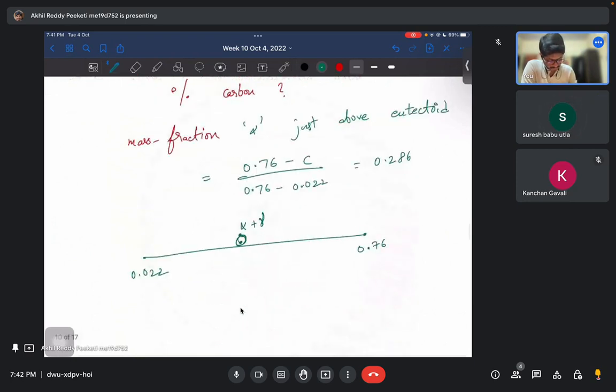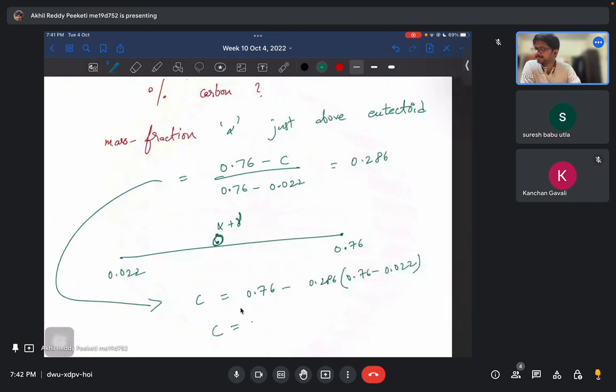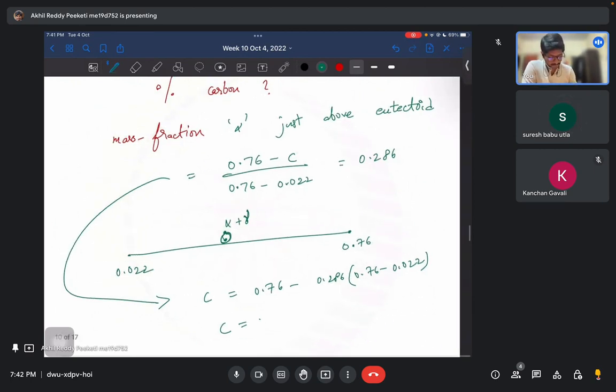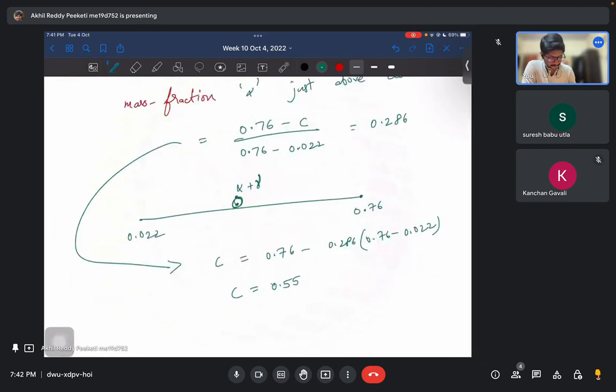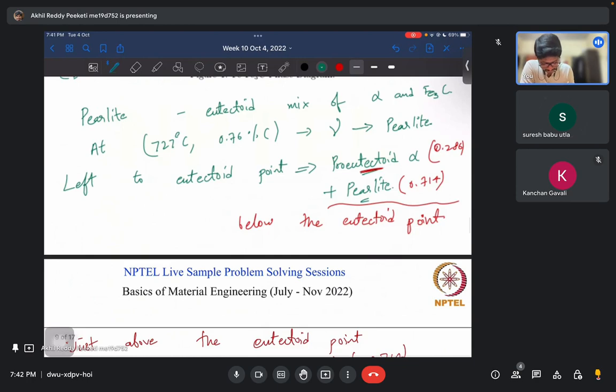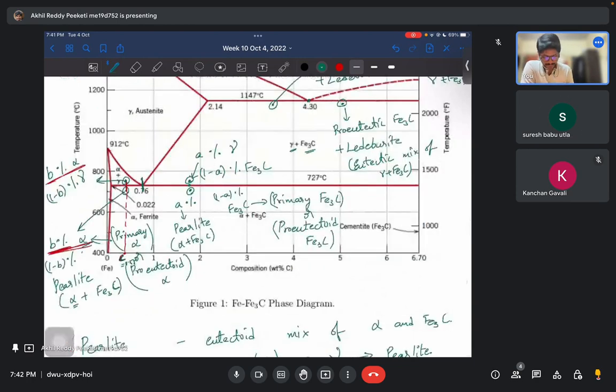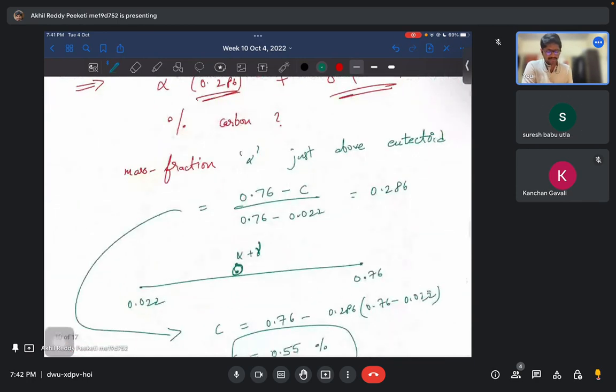So now if we calculate, C is equal to 0.76 minus 0.286 into (0.76 minus 0.02). So this comes around 0.5%. So this point is 0.5. So this is how you can calculate. Now you understood?